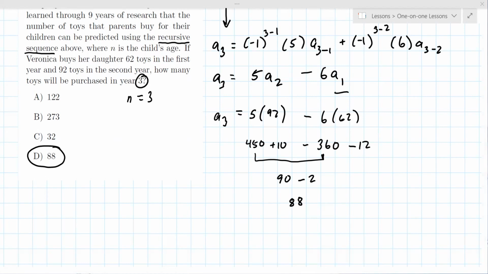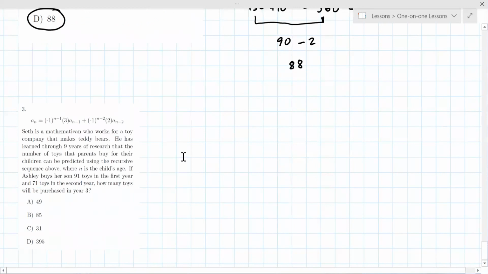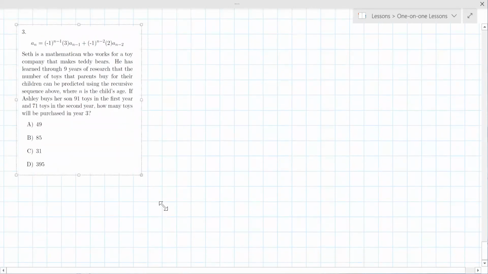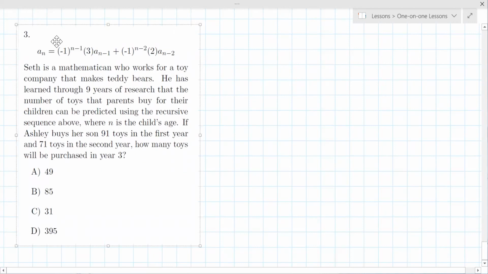Let me grab some more questions here to work through. Okay, so here's one that's not too bad. It's similar to what we just did. So the first thing I want you to do is read through the question, and then write this equation with the simplified value for n equals 3. Okay.